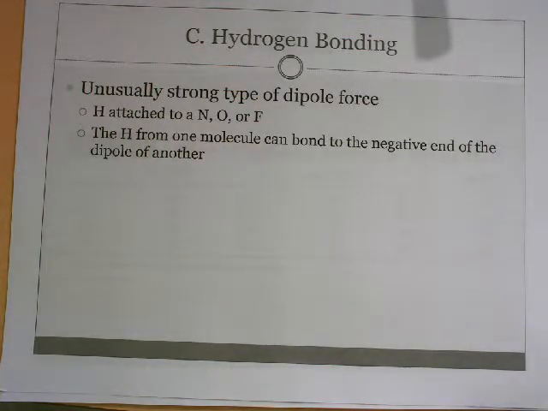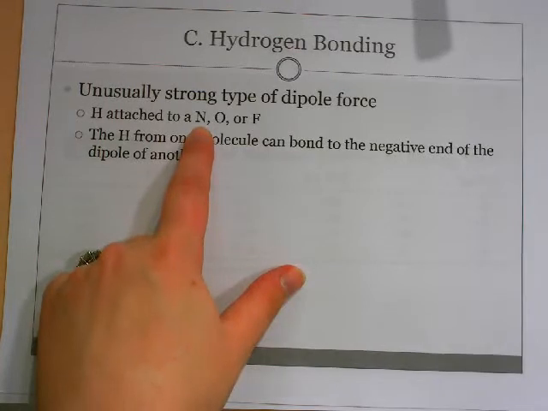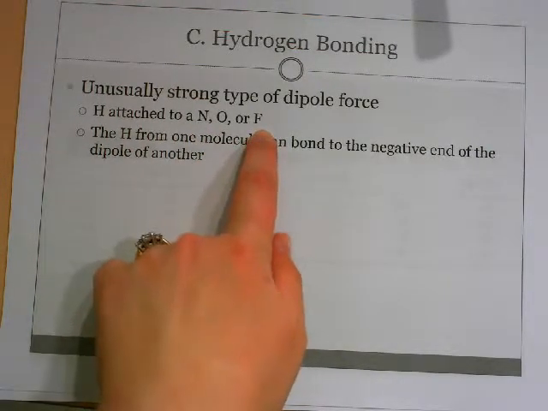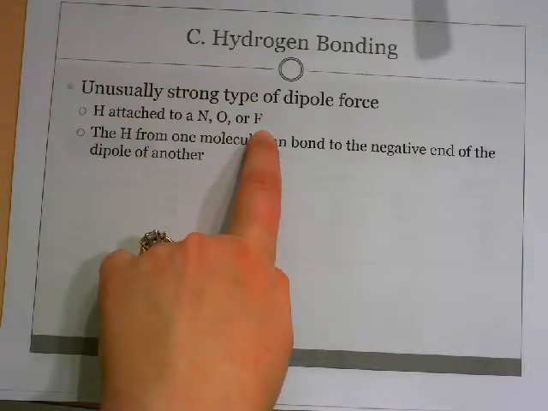It is technically a dipole force, but it's so unusual it gets its own category. So it's an unusually strong type of dipole force. As the name indicates, you have to have a hydrogen in order to do this. And the hydrogen has to be connected to a nitrogen or an oxygen or a fluorine.